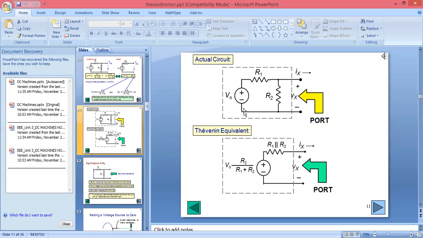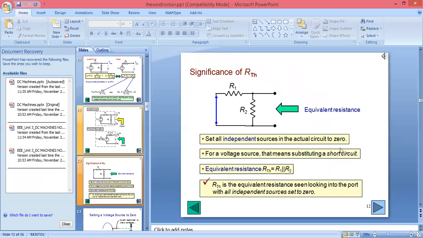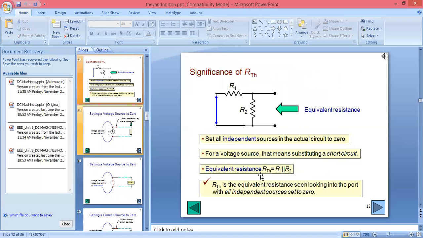So if we are making it short, what will the circuit become? R1 and R2, if you see, both will connect to both sides, the terminals of both resistances will be connected. So we can say these are in parallel, so we can calculate Rth, this will be R1 parallel R2. So here Rth is the equivalent resistance looking into the port where we are considering all independent sources set to 0 value.